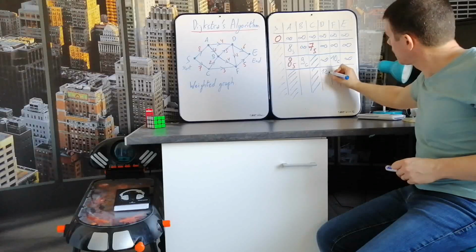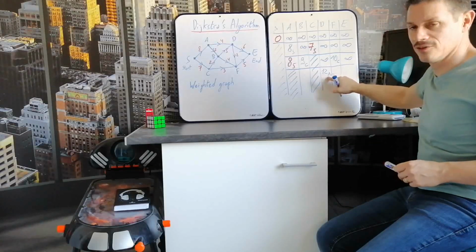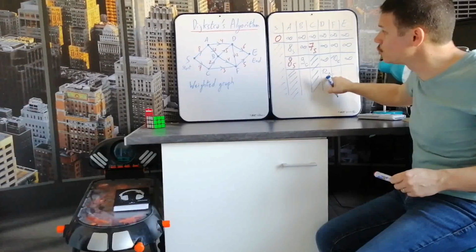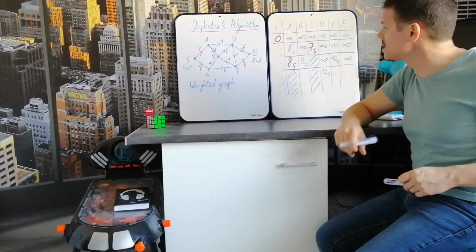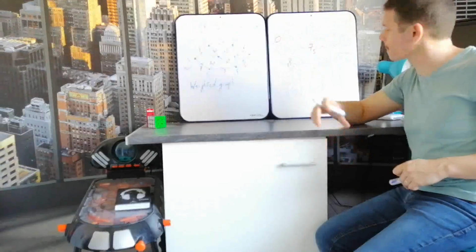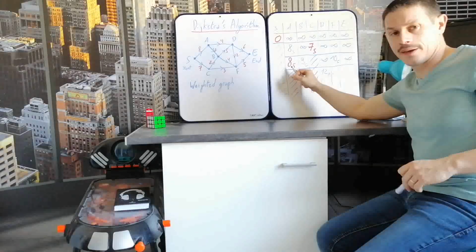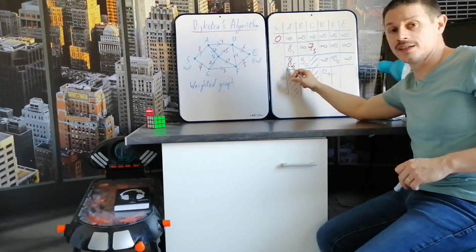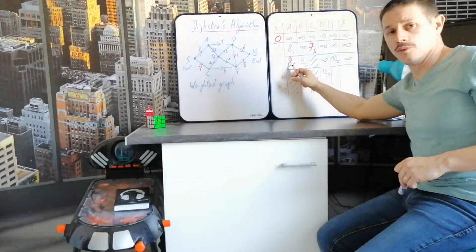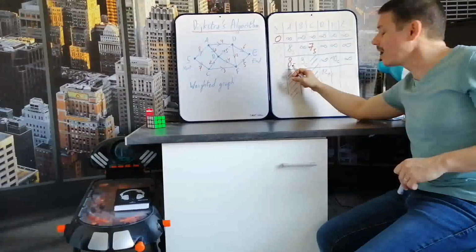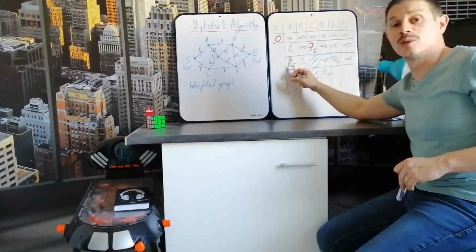But don't forget I was at the A vertex, and I can go to B. I can go to B with a distance of 3. So if I am now at A with the distance of 8, and I go to B with the distance of 3, my total number will be 11.